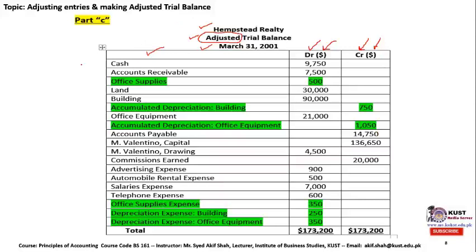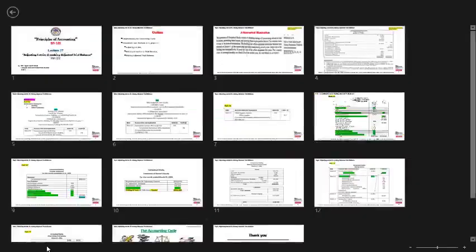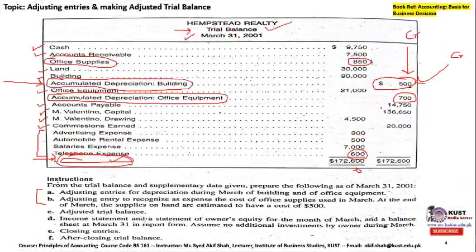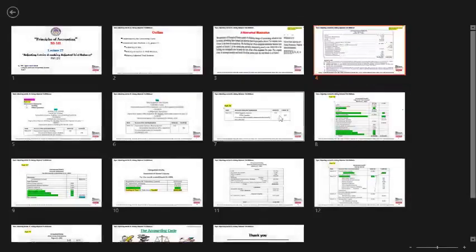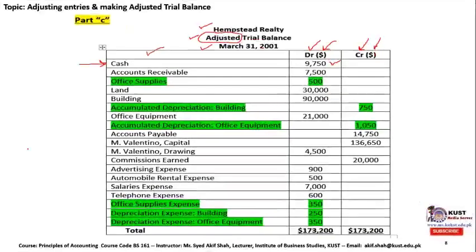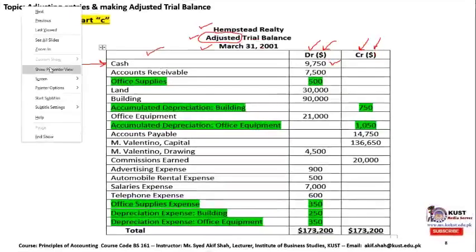So the next step is to start copying data from the trial balance, and in the trial balance we have cash with the amount of 9,750. Let's go back to the question and see if we have correctly copied the first information. So yes, the cash value is as it is, $9,750. From here we have picked up this amount and inserted it into the adjusted trial balance in this fashion. So this was our first entry.